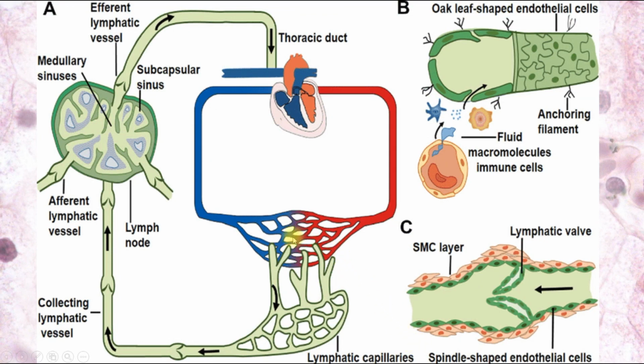And here we can see filtration and formation of lymphatic capillaries, and they form bigger collecting lymphatic vessels, and they carry lymph to lymphatic nodes, they provide filtration, and efferent lymphatic vessels carry this lymph to thoracic duct, and here venous blood is mixed with clear filtrated lymph.